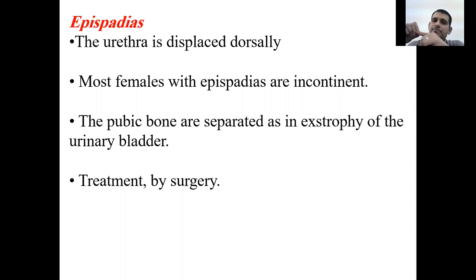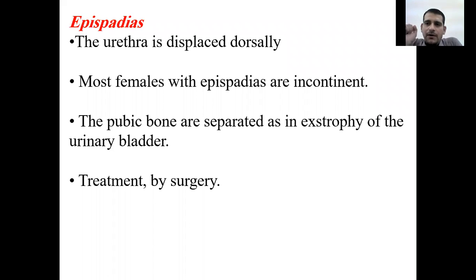Most females with epispadias are incontinent. The pubic bones are separated, as in exstrophy of the urinary bladder. Treatment is by surgery. So in epispadias, the opening is dorsal. Very important point: a patient with hypospadias is continent; a patient with epispadias is mostly incontinent.